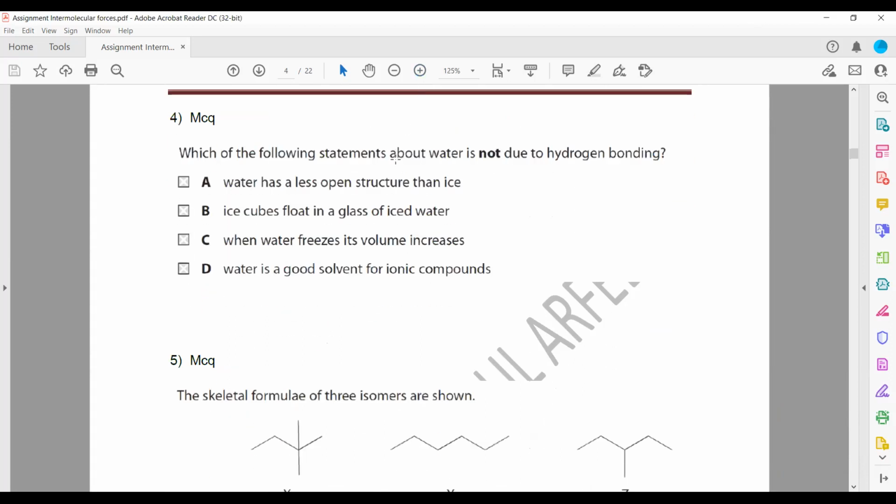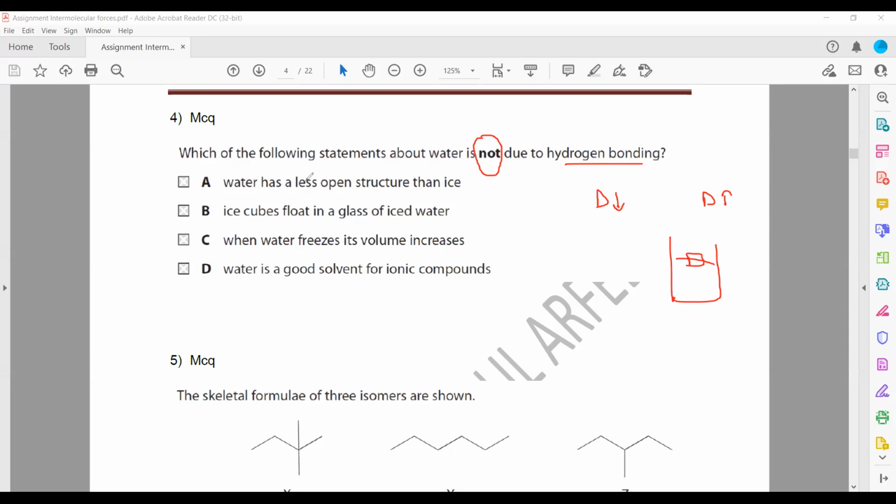Another question: which of the following statements about water is not due to hydrogen bonding? So when we check, water has a less open structure than ice. That is true, because if you compare the density of ice, it is smaller compared to the density of water. That's why ice will float on the surface. Open structure means less space between the molecules.